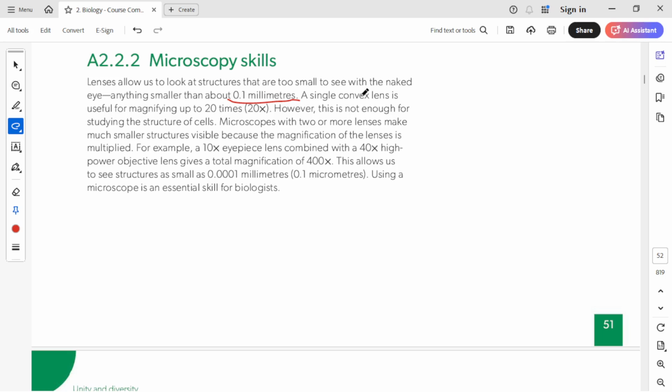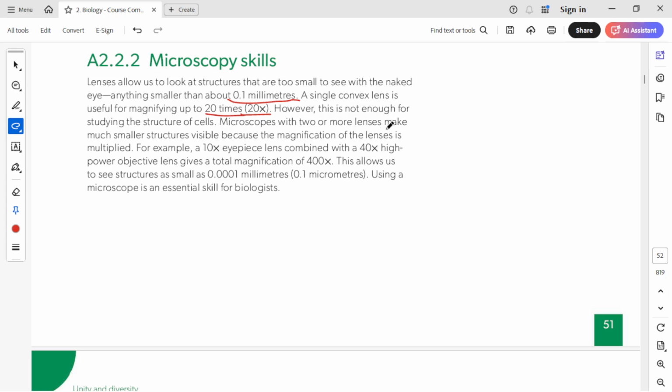So we need some aid or some instrument to magnify it, and that magnifying instrument, the first one that came into existence, was a magnifying glass. A normal magnifying convex lens can actually magnify up to 20 times, but this cannot show you exactly the structure of a cell. This is very little magnification, so we need more. This is not enough for studying the structure of cells.